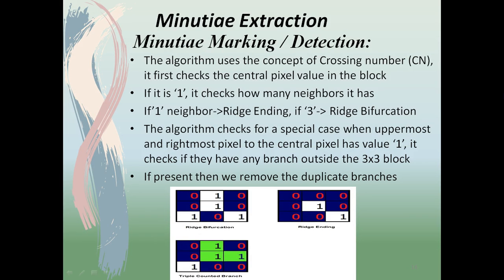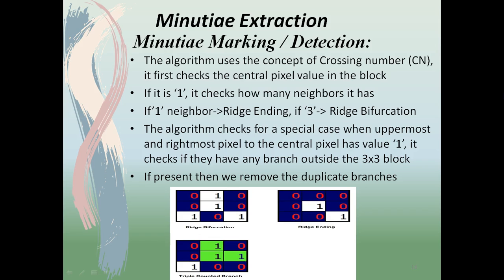Now, the concept of this algorithm is it uses the crossing number. It first checks the central pixel value in the block, and if it is 1, it then checks how many neighbors it has. If there is just a single neighbor, it's a ridge ending. If it's 3, it's a ridge bifurcation.